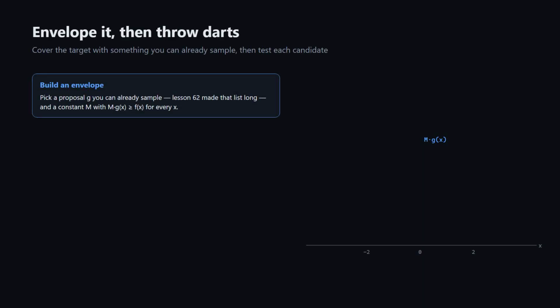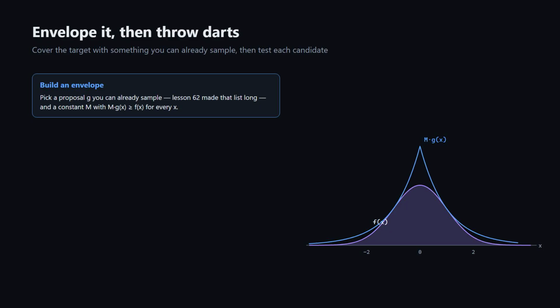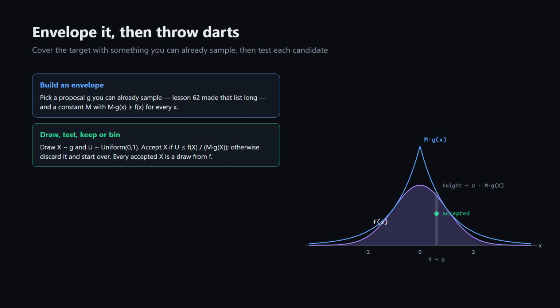Pick a proposal density g that you already know how to sample from. Thanks to last lesson, that list is long. Then find a constant m large enough that m times g of x sits above f of x everywhere. That product is your envelope. Now the algorithm. Draw a candidate x from g. Draw a uniform U. Accept the candidate if U is at most f of x over m times g of x. Otherwise, throw it away and start again. Every accepted x is a draw from f.